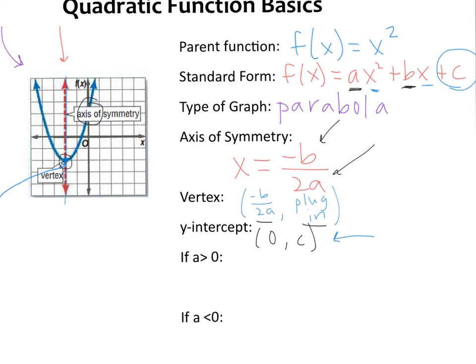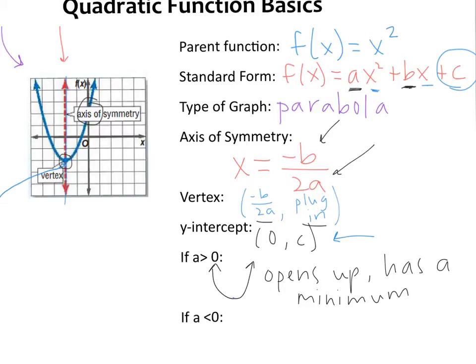A couple other pointers for quadratic function basics. If a is greater than 0, and here a again is the number in front of x squared, your parabola opens upward, so it's an open U-shaped graph. So I'll write opens up, and therefore your parabola will have a minimum. Now, why will it have a minimum? Because you'll have the lowest point, since your parabola will open up. So you will have a minimum. And again, that is if a is greater than 0.